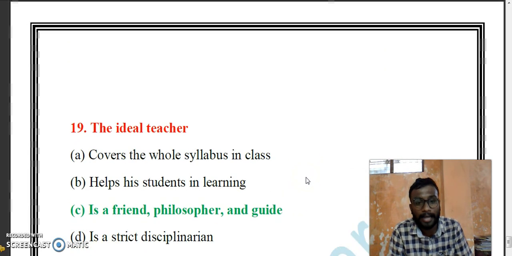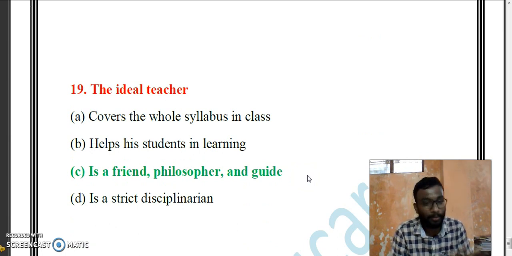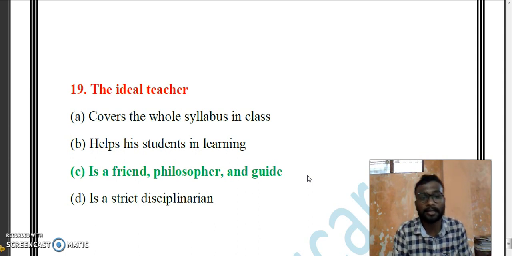Does an ideal teacher cover the whole syllabus in the class? No. Helps the students in learning, is a friend, philosopher and guide, is full disciplinary. Yes. In order to be an ideal teacher, he should be a friend, a philosopher, a guide.